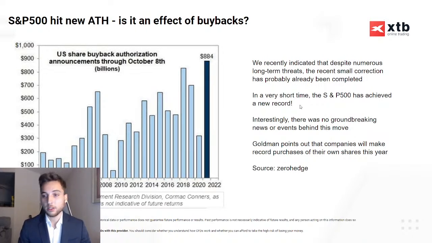We recently indicated that despite numerous long-term threats, the recent small correction has probably already been completed. In a very short time, the S&P has achieved a new record. Interestingly, there was no groundbreaking news or events behind this move. And Goldman Sachs points out that companies will make record purchases of their own shares this year. So that's the one thing that we can keep an eye on moving into the final quarter of the year with these share prices: how many companies are announcing share buybacks, because those could have an impact on the price of the shares themselves, because you're reducing the supply in the market.